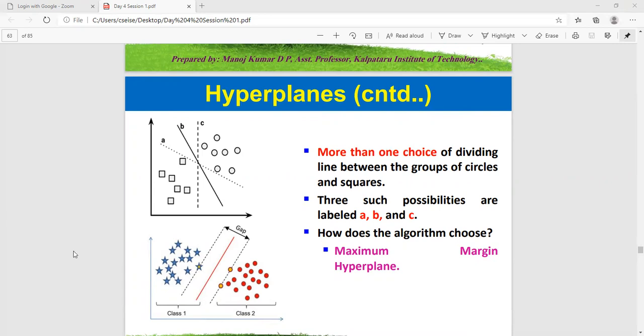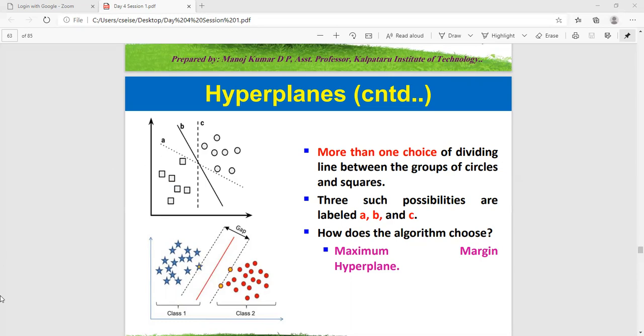There is more than one choice of dividing line between the group of circles and squares. Here you see you can have a cross line, or you can have more than one choice of dividing lines between the group of circles and squares. This is the group of circles, and this one is the group of squares. We can have more than one choice of dividing hyperplane, so I have given it like this. There are 3 hyperplanes here, 3 such possibilities labeled A, B, C.